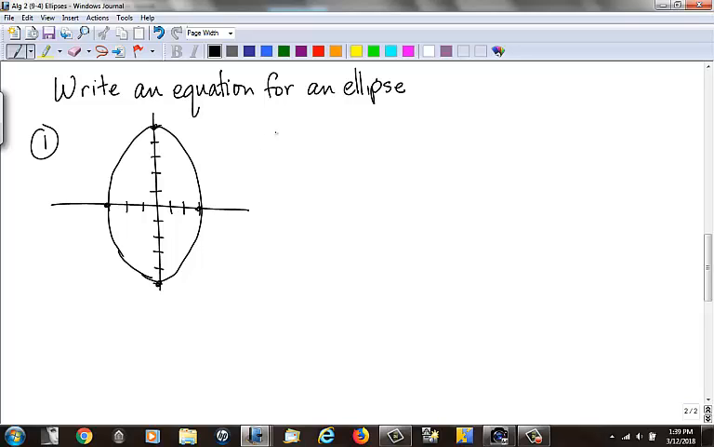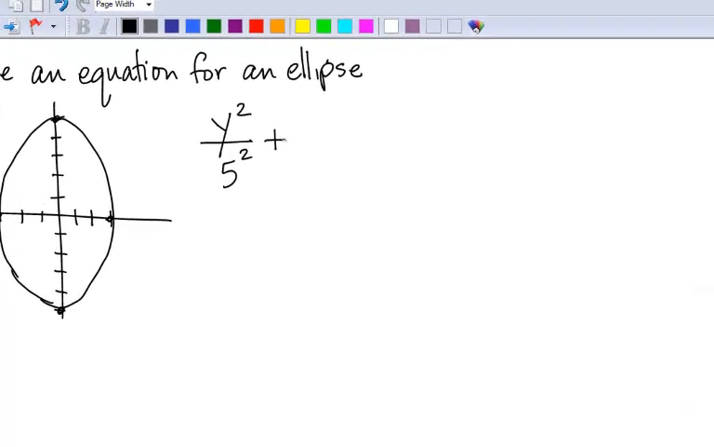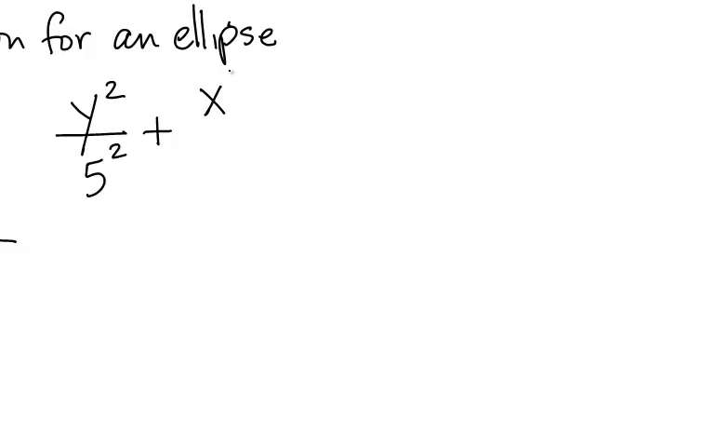So our major axis, the longer axis, is your major axis. So it's y squared over 5 squared, because the a value is 5. We went 5 up, 5 down. It's always going to be a plus sign on an ellipse. And then the minor axis is x squared over 3 squared, and it's equal to 1.